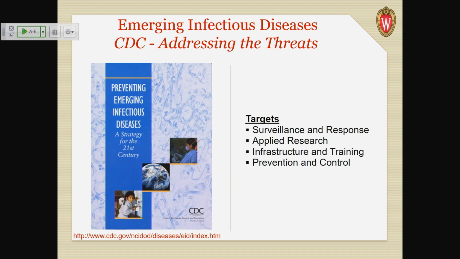So in response to this Institute of Medicine report, there was a CDC report called Addressing the Threats of These Emerging Infectious Diseases. And they laid out a few different real targets or things to plan for the future. And this is surveillance and response to these, applied research for the emerging infectious diseases, building up infrastructure and training, all with the idea of preventing and controlling these.